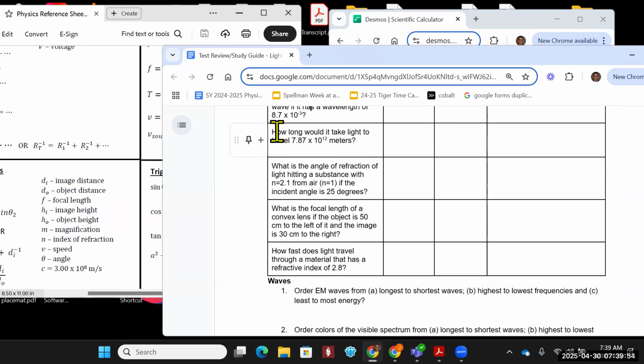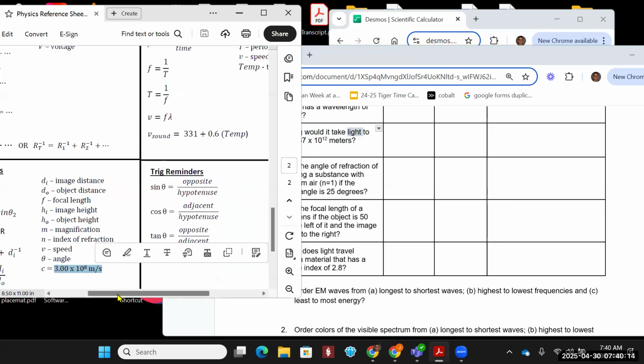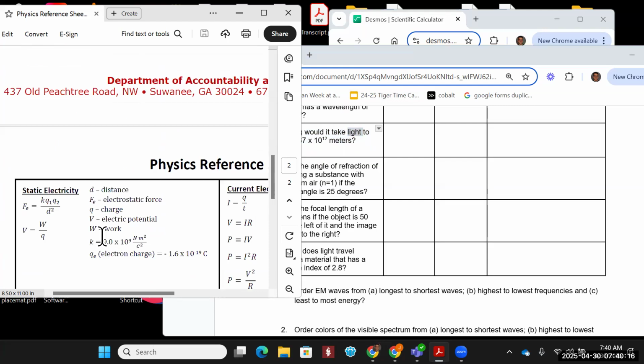All right. Next question. How long would it take light to travel a certain distance? And again, this is about a time formula. It's not a distance. So we've got to be careful when you're reading that. How long would it take? Usually it's talking about time to travel a certain distance. And again, we're talking about light. So we got a distance. We know the speed of light, and we're looking for the amount of time.